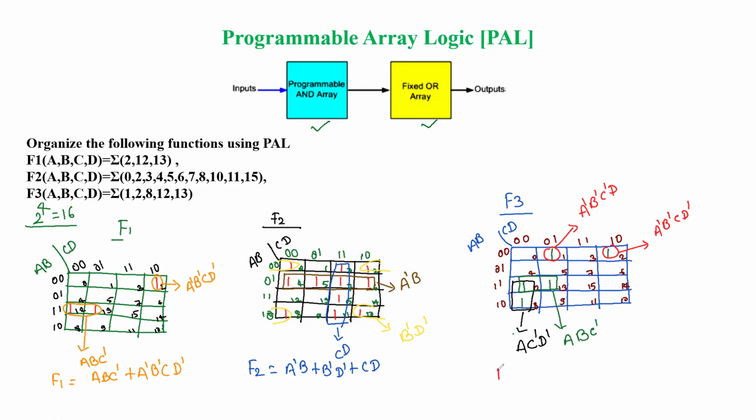So finally, we got all three functions. We have F3, that is ABC dash plus AC dash D dash plus A dash B dash C dash D plus the last term A dash B dash C D. Now we have all three functions. Next, we have to implement them. First one is the programmable array, and the second part is the fixed one, which we are going to see here.